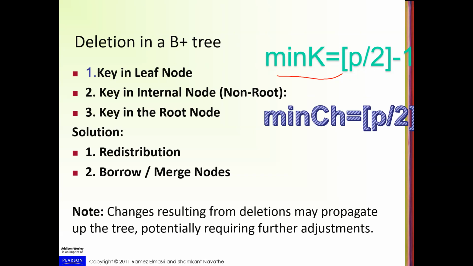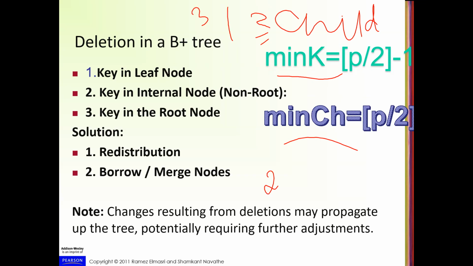Similarly, the minimum number of children is the order P divided by 2, with the ceil function applied. So in this case, 3 divided by 2 is 1.5, and applying the ceil function, it becomes 2. It means it can have a minimum of 2 children, and when the order of the tree is 3, a maximum of 3 children. Minimum 2 children, maximum 3 children; maximum it can have 2 key values, and minimum it can have 1 value as per our formula.